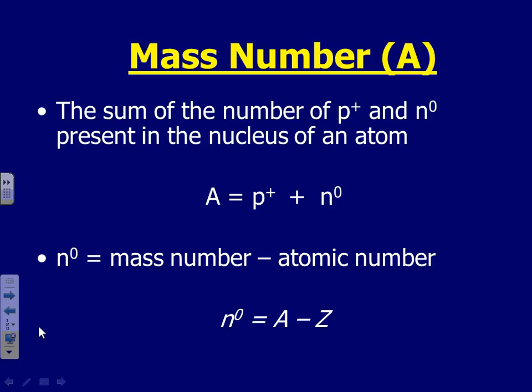So our mass number is the protons plus the neutrons. We don't worry about the electrons. This allows us to get the number of neutrons: take the mass number, subtract the atomic number, all right? The mass number is always the big number, and the atomic number, which is the protons, is always the small number. Always take the big number, subtract the small number, and you get the number of neutrons.